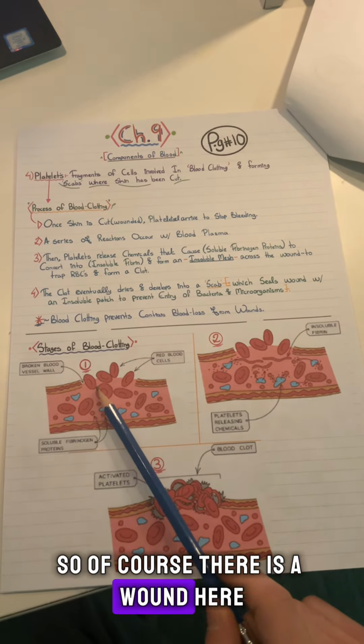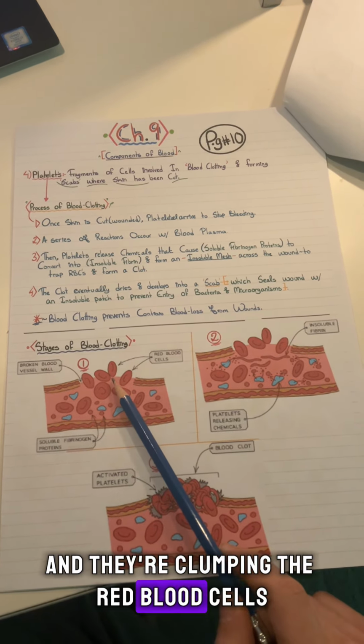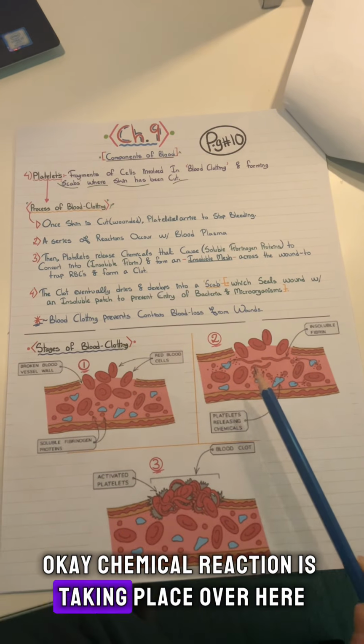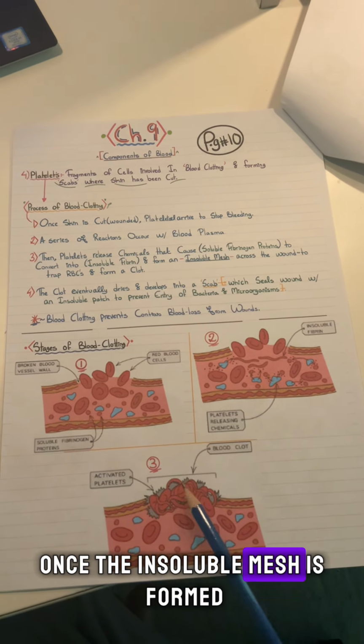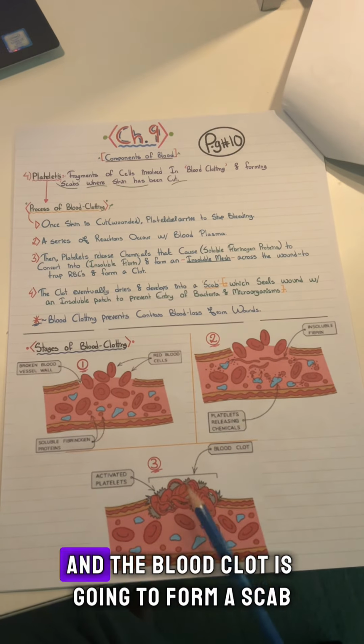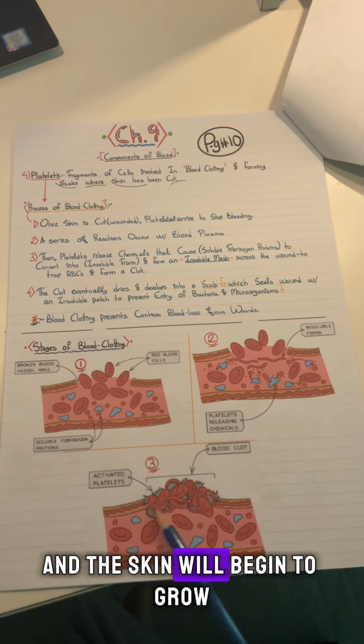So of course there is a wound here. What's going to happen? The platelets are arriving all together and they're clumping the red blood cells. Okay, a chemical reaction is taking place over here, and the insoluble mesh is forming. Once the insoluble mesh is formed, there are activated platelets, and the blood clot is going to form a scab, which will later dry out, and the skin will begin to grow.